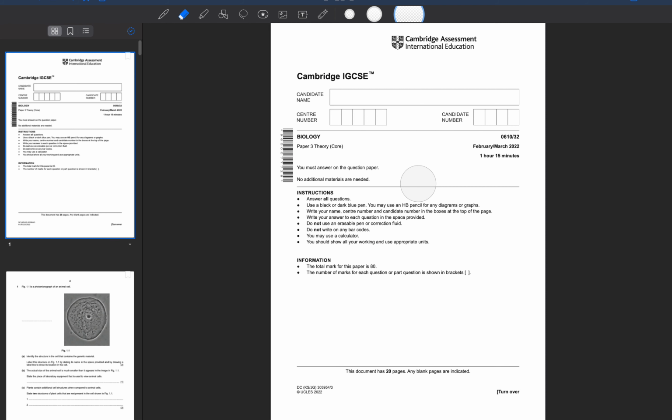Ahmad Ali. Today we are going to solve the biology exam paper 3 of the core for year 9 students, pre-IG. This is the latest exam released by Cambridge, which is March 2022.